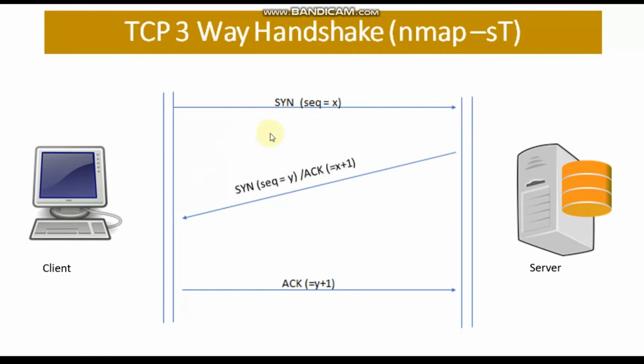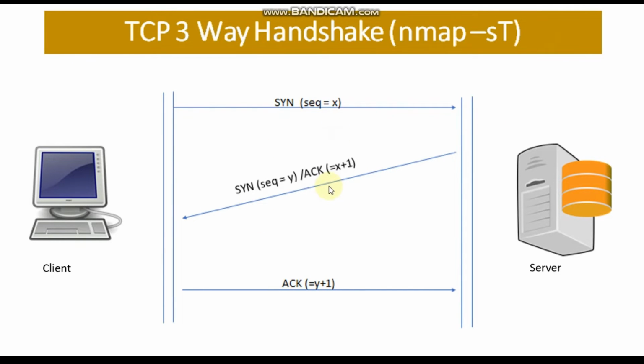The client sends a SYN flag to the server with the sequence number X. Then the server responds to the client with the acknowledgement number X plus 1. The server sends a SYN flag to the client as well, with the sequence number Y. So the client responds back to the server for the sequence number Y, and the acknowledgement number for that is Y plus 1. So this is called the TCP three-way handshake.